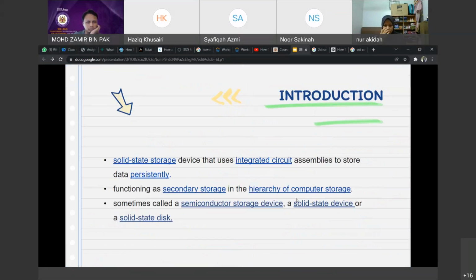SSD is a solid-state storage device that uses integrated circuit assemblies to store data persistently, typically flash memory. It also functions as a secondary storage in the hierarchy of computer storage. It is also sometimes called a semiconductor storage device, a solid-state device, or a solid-state disk.